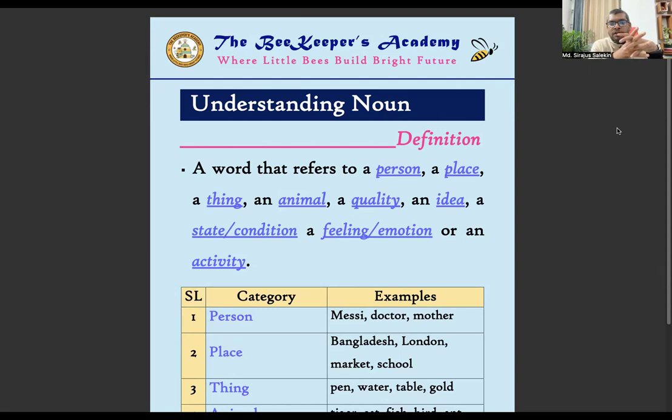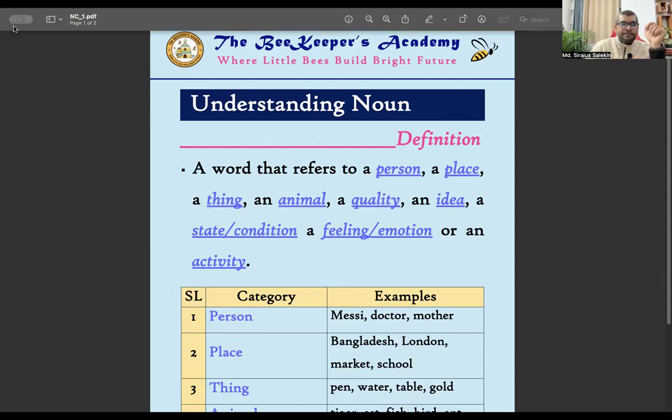So a noun is a word that refers to a person, a place, a thing, an animal, quality, idea, a state or condition, feelings, emotion, and activity. And this is the holistic definition of noun, and it covers almost all the names in the universe. There are some names that you can identify and understand very easily.